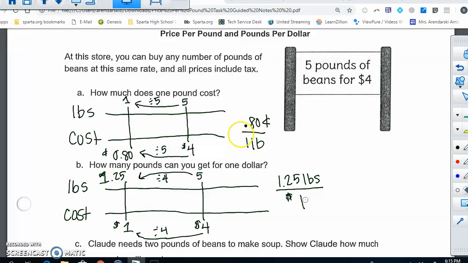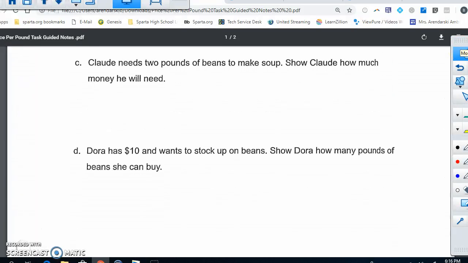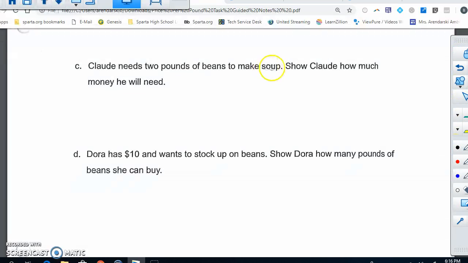Okay, let's move on. So now let's use this information. So again, remember, when I scroll down, it erases, so you need to have this on your paper. Okay, so in part C, Claude needs 2 pounds of beans to make soup. Show Claude how much money he will need. So we're going to do the same setup. We're going to do pounds and cost. And use my double number line again.